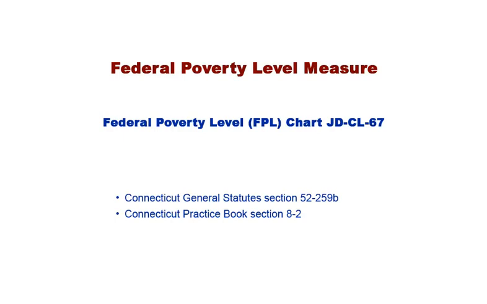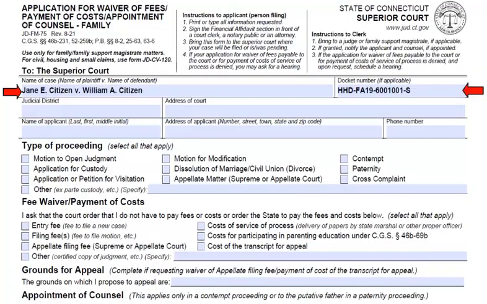Federal Poverty Level Measure. Both Connecticut General Statutes, Section 52-259B, and Connecticut Practice Book, Section 8-2, talk about how the federal poverty level can be used by the court to help it decide if a person should be given a fee waiver. A copy of the federal poverty level chart can be found on the Judicial Branch website Forms page, Form JD-CL-67. You may want to look at this chart to see how your income compares to the poverty level.